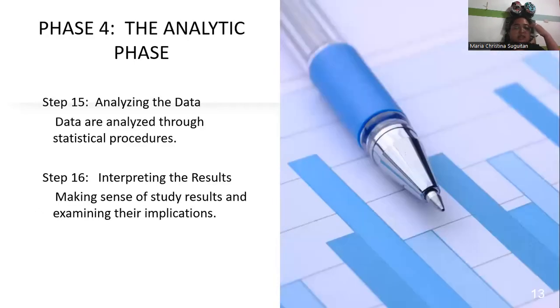And then phase 4, the last, is the analytic phase, which is, yan, we have the last steps 15 and 16, analyzing the data. Data are analyzed through statistical procedures pag quanti. Pero pag quali naman, analyze the data, ganun lang. Okay, and step 16, interpreting the results, making sense of study results and examining their implications. Okay, so hanggang dyan naman po ang research natin.